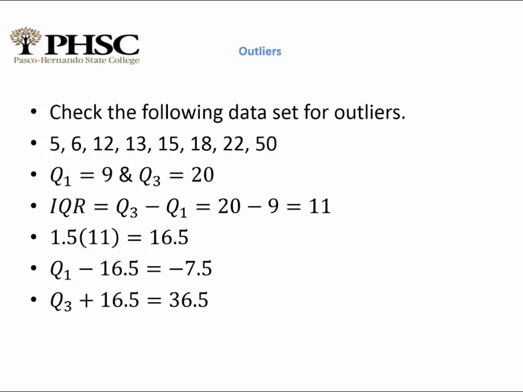So any data points that are less than negative 7.5 or higher than 36.5 are in fact outliers. The only data value that falls outside of that range is 50. So 50 is in fact an outlier.